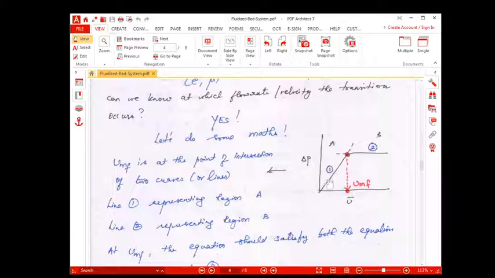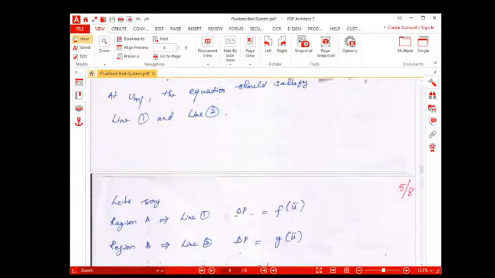I again repeat: if we have an equation for pressure drop in terms of velocity as per line 1, and we have another equation for pressure drop, again on the y-axis with respect to velocity on the x-axis, for line 2, then at this point of UMF both these lines intersect. So UMF will satisfy the equation of line 1 and it will also satisfy the equation of line 2. That's what I have written.